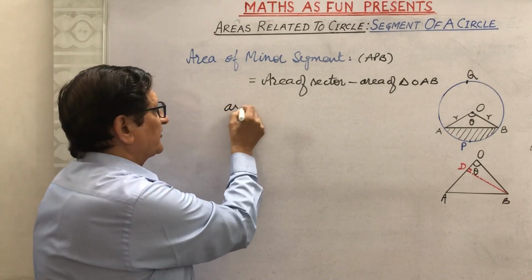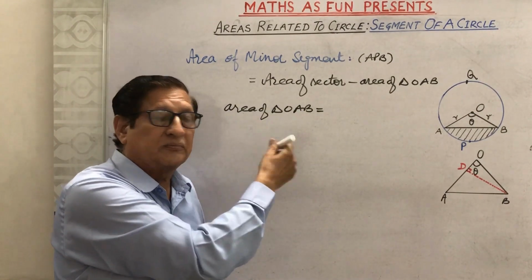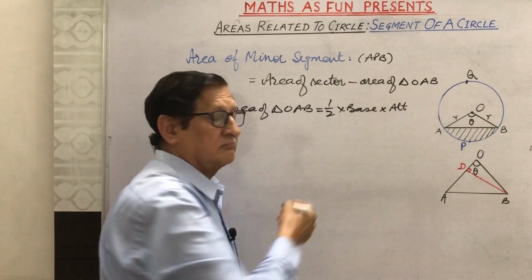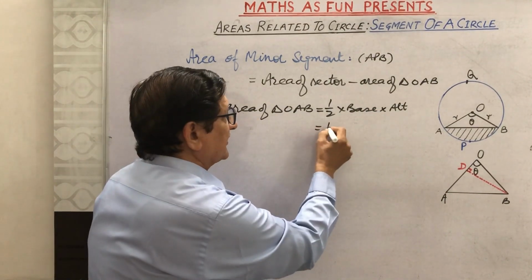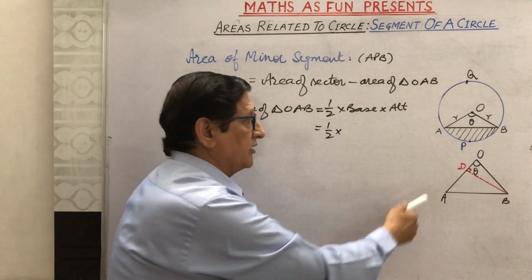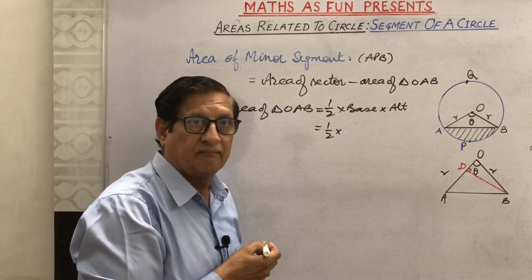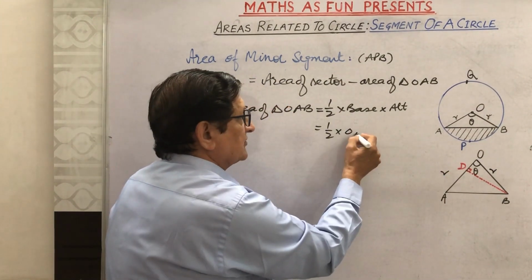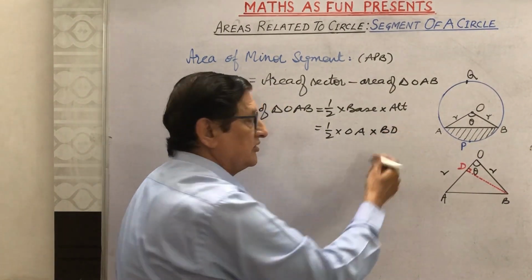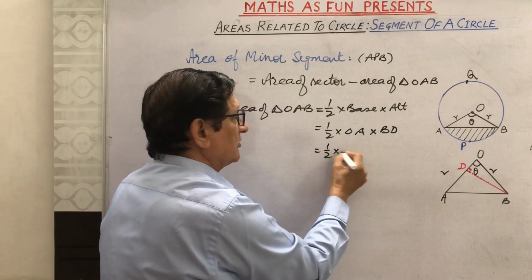To find the area of triangle OAB, we know that the area is given by half into base into altitude. Here the base is AB, but we are taking OA as the base because OA is the radius, and OB is also the radius. If we take OA as the base, then the corresponding altitude will be BD. Yes, it is BD. Now how do we find the value of BD? That we have to learn. OA is R.